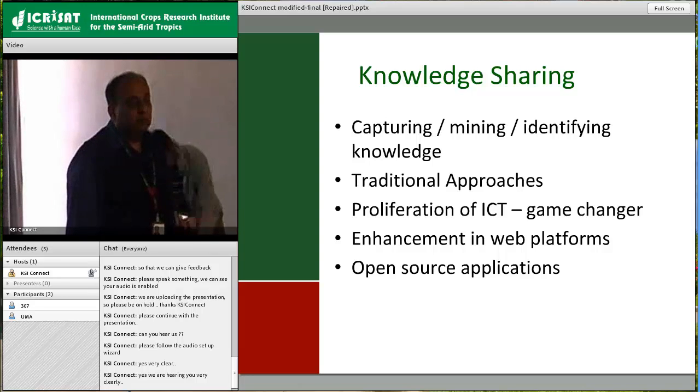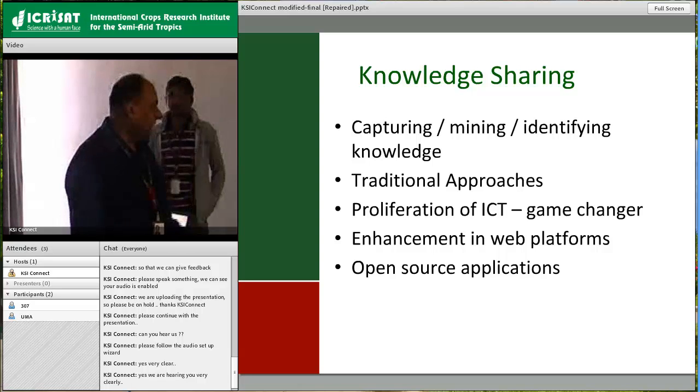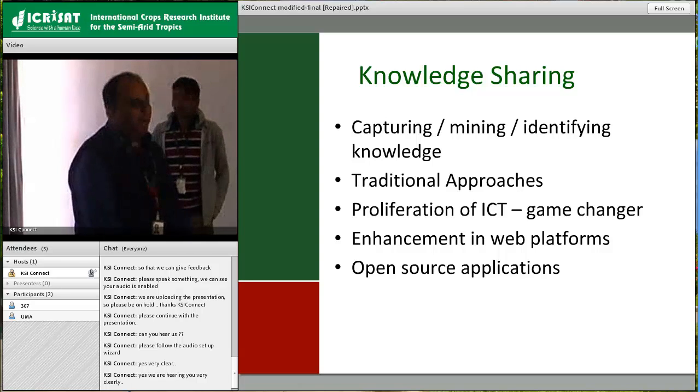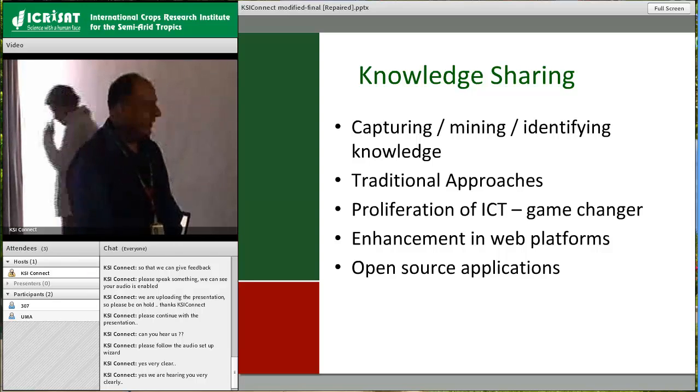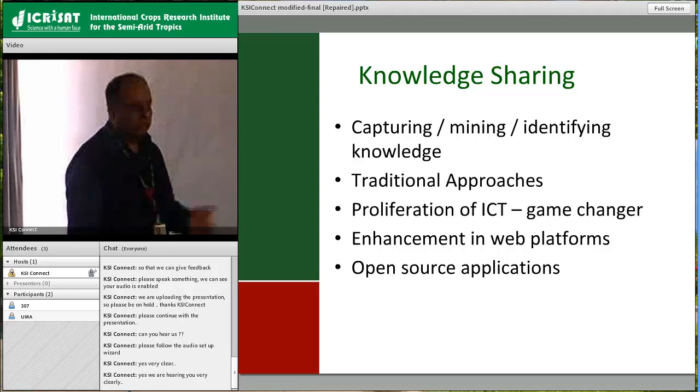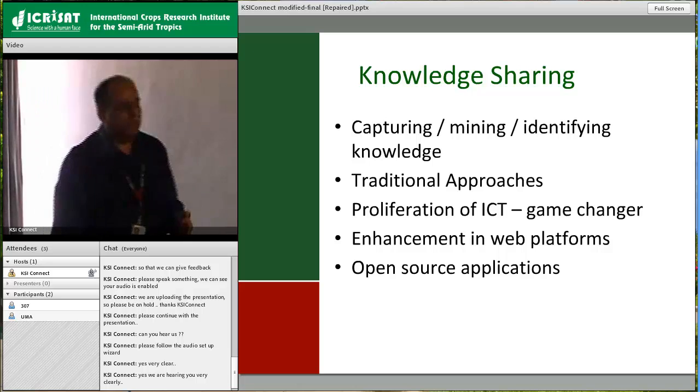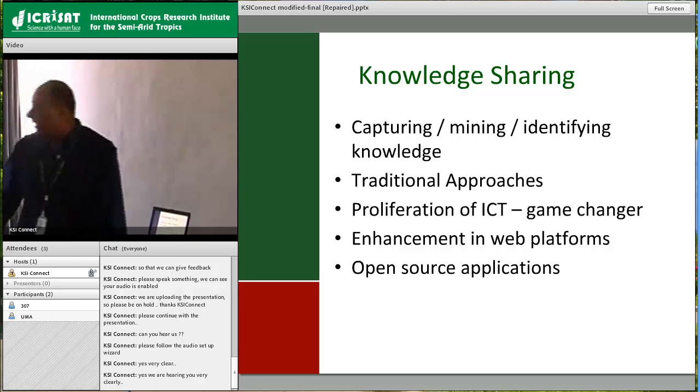Years back, how were organizations sharing knowledge? The traditional way. Print media was the motto, no? People had publications, research papers, books, annual reports, so many things, and these would be shared with the world. Then the internet came, using websites and all that. So these were some of the traditional approaches.